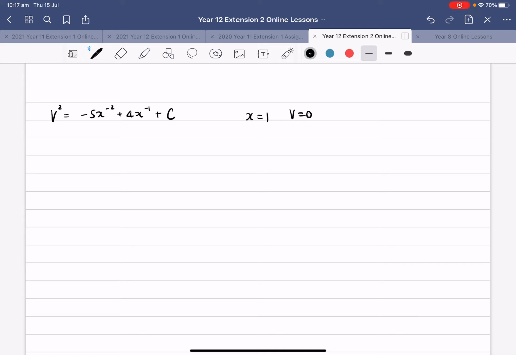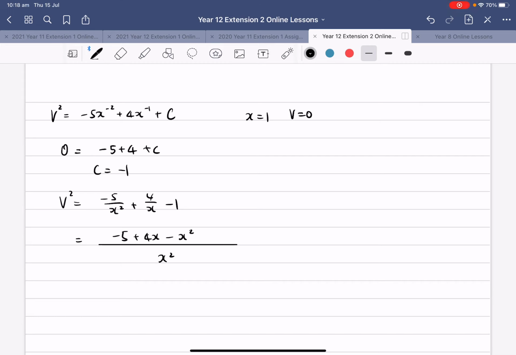So if we do a substitution, c is equal to minus 1. Alright, so if we now substitute c equal to minus 1 inside, that is minus 5 over x squared plus 4 over x minus 1. Okay, I guess the next step is making that into a big fraction, making the same denominator. We should have x squared minus 5 plus 4x minus x squared. Okay, alright.